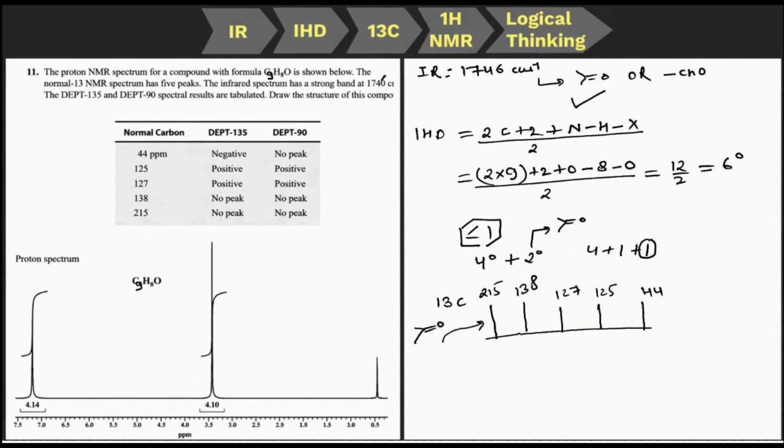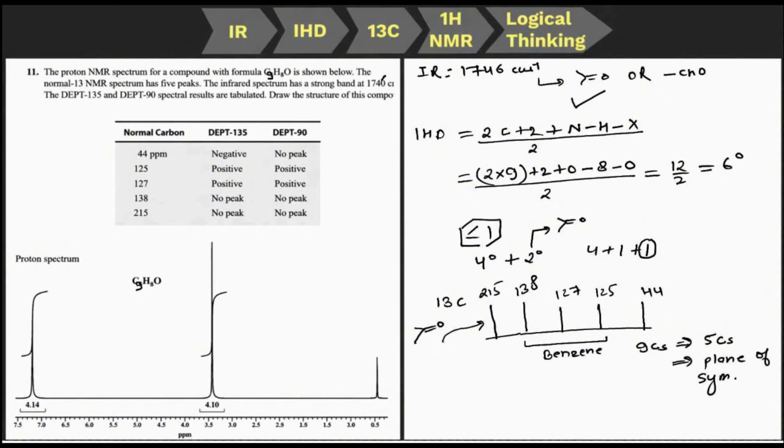Okay, now look at these 3 signals. These 3 signals belong to the benzene ring, right? But the compound has 9 carbons, right? And how many are you seeing? 1, 2, 3, 4, 5. You are seeing only 5 carbon signals. It means the compound has a plane of symmetry. Okay, the compound has a plane of symmetry.